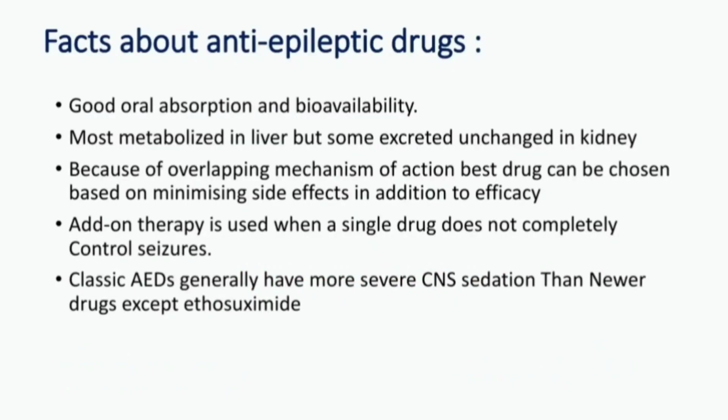Here are some facts about anti-epileptic drugs. Anti-epileptic drugs should have good oral absorption and bioavailability. They are mostly metabolized in the liver but some are excreted unchanged in the kidney. Because of overlapping mechanisms of action, the best drug can be chosen based on minimizing side effects in addition to efficacy. Add-on therapy is used when a single drug does not completely control seizures. Classic anti-epileptic drugs generally have more severe CNS sedation than the newer drugs, except ethosuximide.